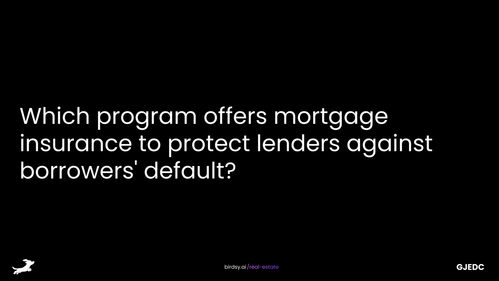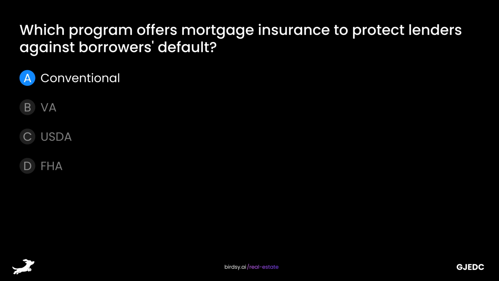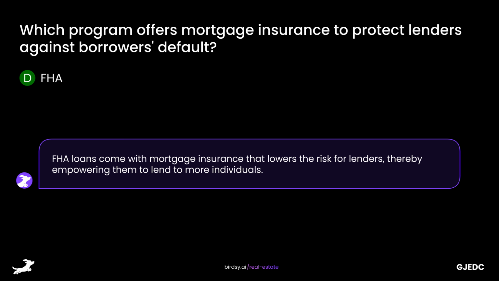Which program offers mortgage insurance to protect lenders against borrowers' default? Is it A, conventional, B, U.S. Department of Veterans Affairs, VA, C, U.S. Department of Agriculture, USDA, or D, Federal Housing Administration, FHA? The answer is D, Federal Housing Administration, FHA. FHA loans come with mortgage insurance that lowers the risk for lenders, thereby empowering them to lend to more individuals.